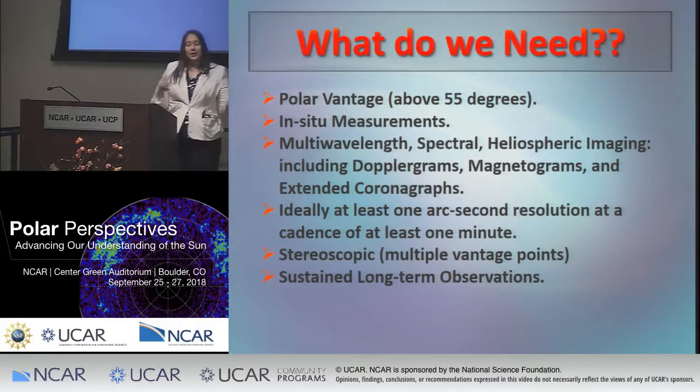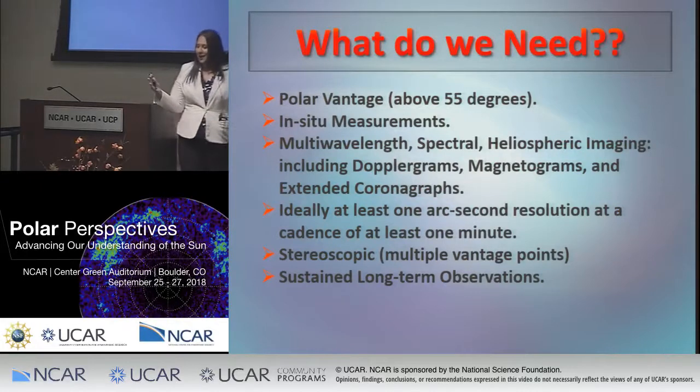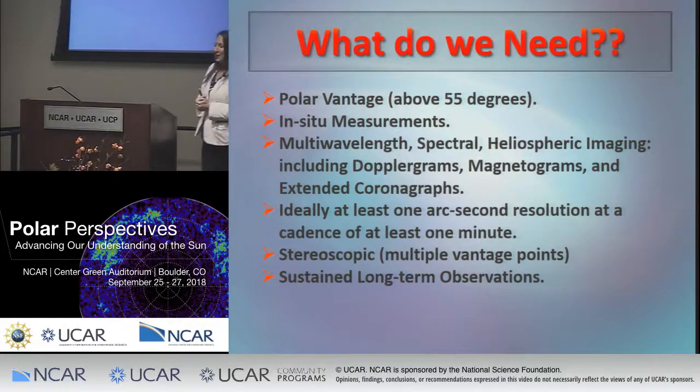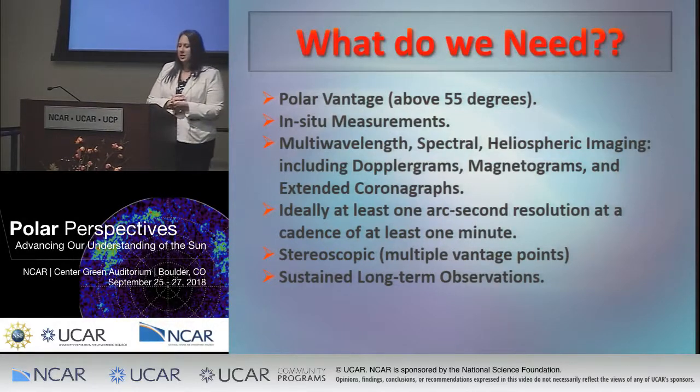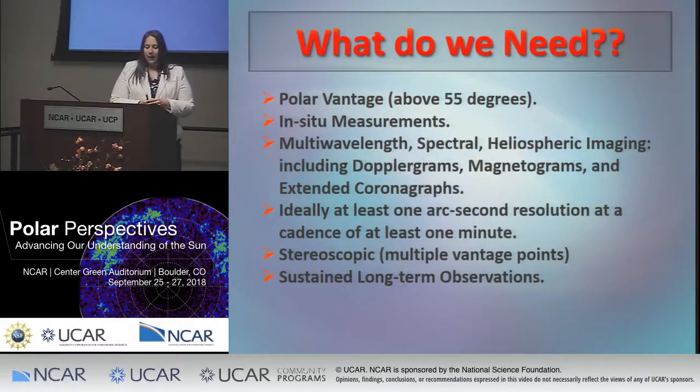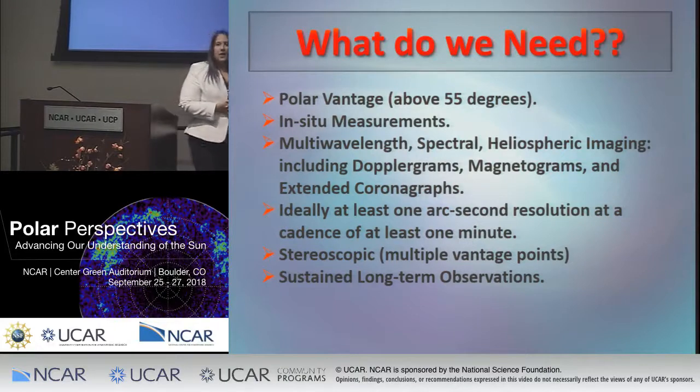Ideally, we'd like to have something that's at least 1 arcsecond resolution with a cadence of 1 minute. This may be a kind of pie in the sky, really high demand wish list here, but this would be really what we need for helioseismic observations and for doing feature tracking and looking at the fine scale evolution at the poles. Having a polar mission is going to offer us a stereoscopic viewpoint, even if we don't have multiple satellites.